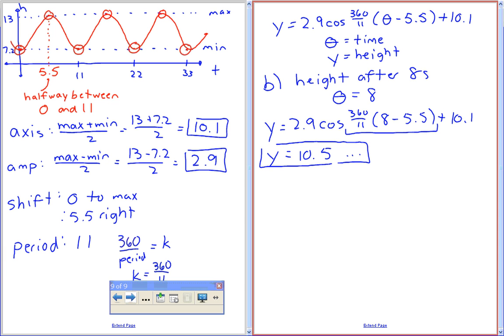Now, if you're having a hard time getting this answer, do 8 minus 5.5 first, which is 2.5. So do 360 times 2.5 over 11, and then cos of that times 2.9 plus 10.1. We just do it one step at a time because we're less likely to mess up. That's what I would do. Others may say they can do it all in one step, and that's fine. It's very difficult to do that all in one step on your calculator.